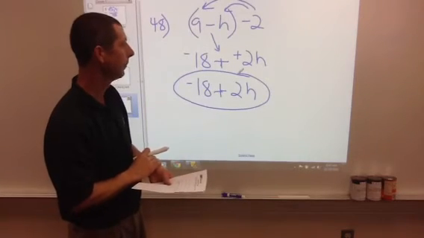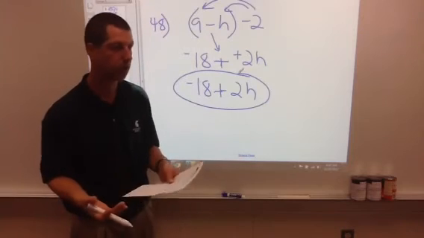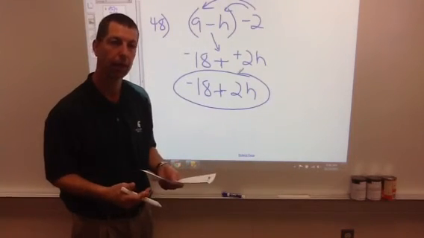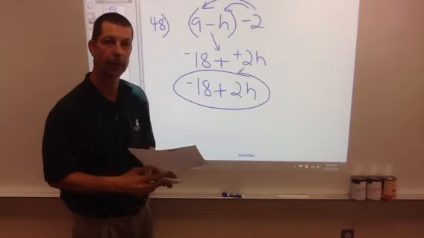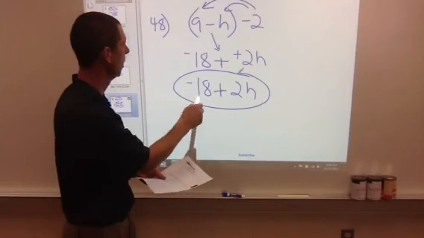Okay, so you've got to be a little careful with the negative signs and the subtraction signs. They're going to make things a little bit confusing at times. You may use a calculator to help crunch the numbers a little bit, and hopefully this helps. This, by the way, was the answer to number 48.